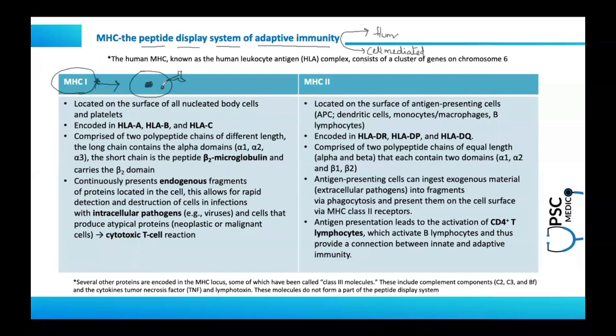It is present on all the living cells, all the human cells with a nucleus. So it is constantly and continuously sending a peptide signal with the help of MHC1 to the T cells. Why is it happening on a continuous basis? Because we don't know when we have a viral infection or a cancer or any dysregulation. So this is a continuous process, continuously presenting endogenous fragments of proteins located in the cells. This helps rapid detection and destruction of infections with intracellular pathogens.